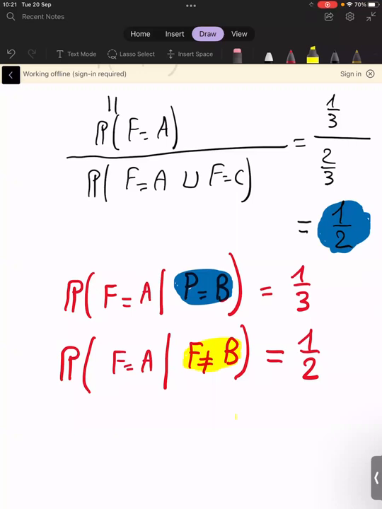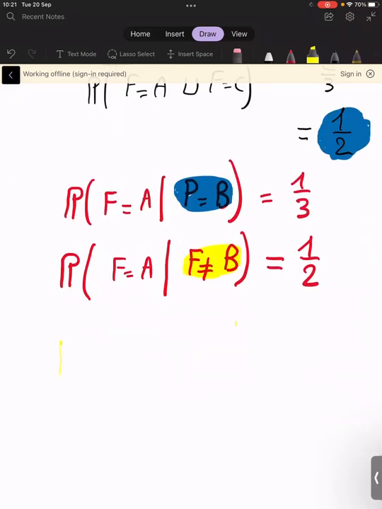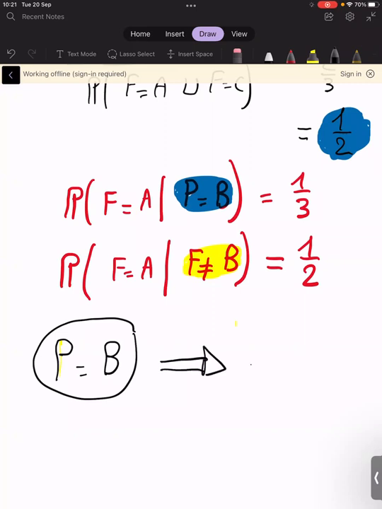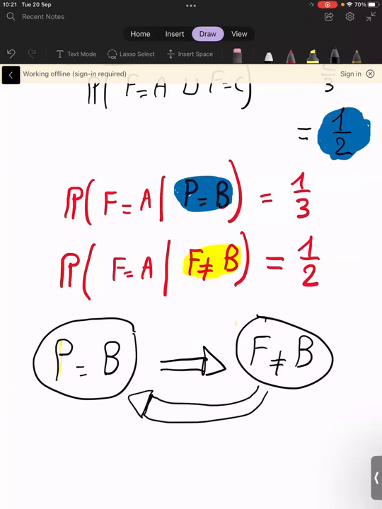Okay. First, forget the complicated story. Is this inclusion true? If the presentator opens B, do you obligatorily have that the Ferrari is not in B? This is true, we agree, and we can't discuss this. If the presentator opens B, the Ferrari is not in B. The question is, do we have the reciprocal? Is this true or wrong? This is wrong. The Ferrari can be outside B, and if the Ferrari is in A, the presentator can open C.